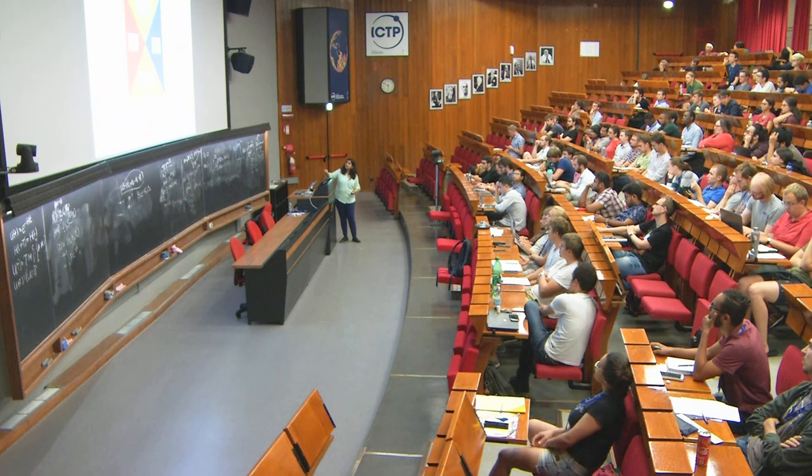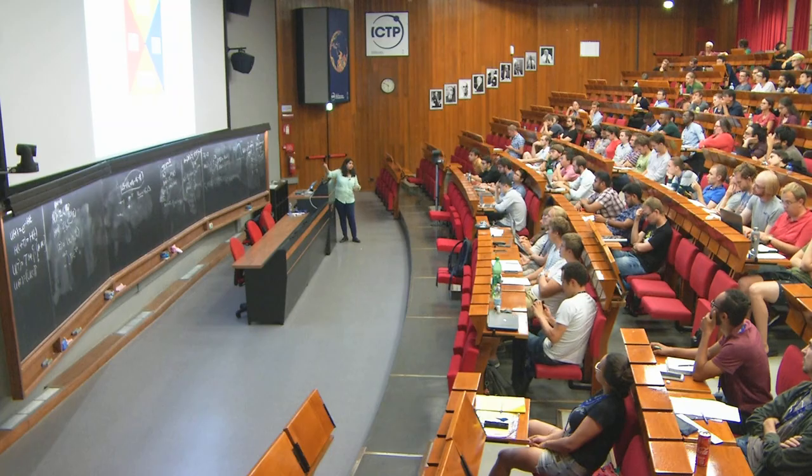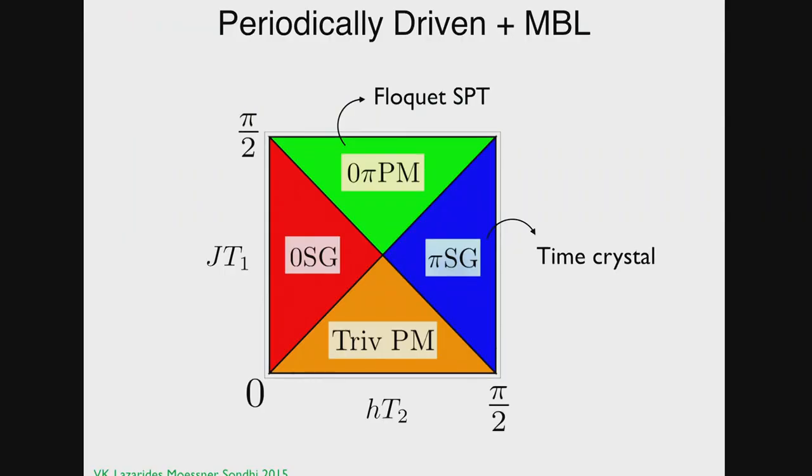And now instead of getting just these two phases, which is the spin glass and the paramagnet that I just told you about, you actually get four phases. And one of these is a Floquet SPT phase, which is a symmetry-protected topological phase, which is a paramagnet. And the other is a phase, again, with long-range order, like the spin glass. But now this is a time crystal, and it has interesting time dynamics.